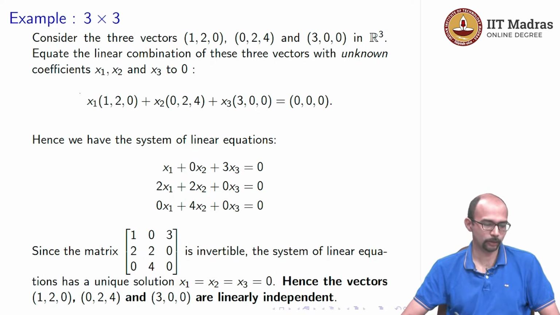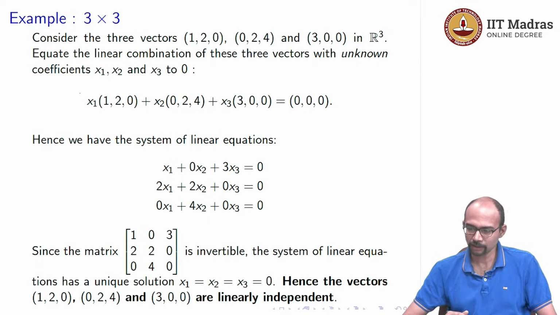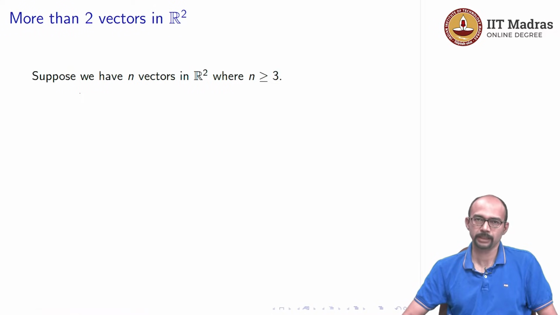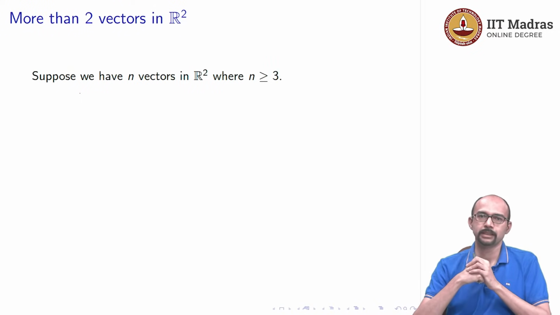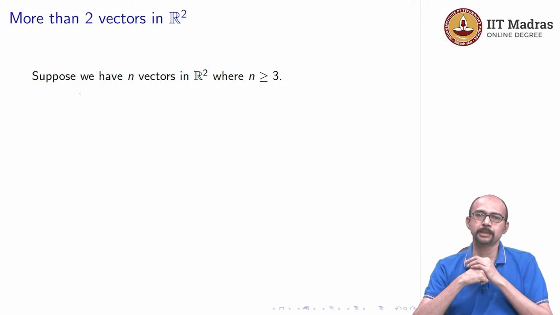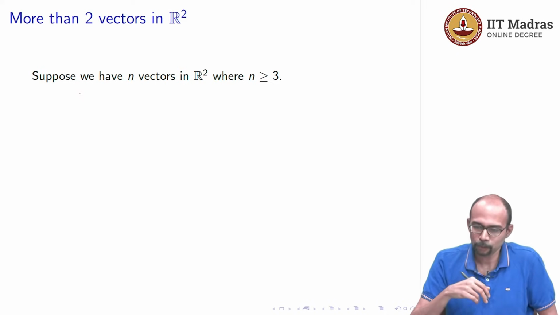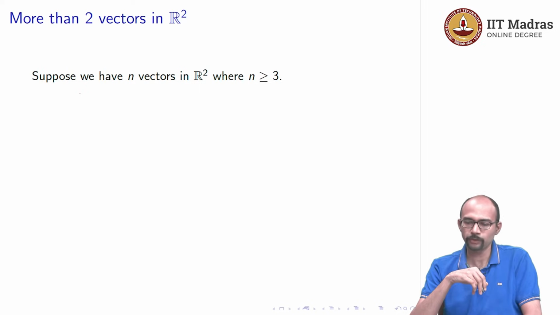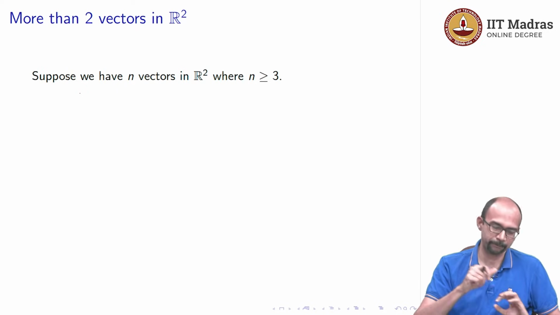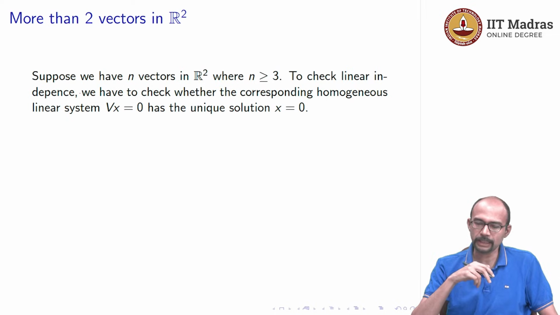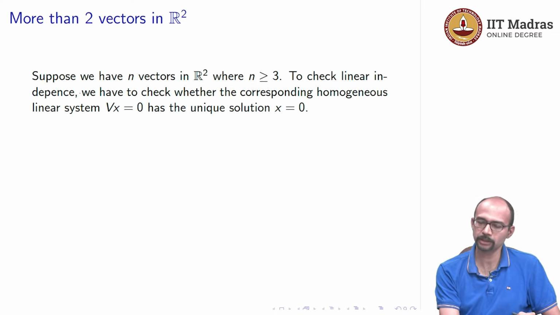Yeah, we sort of observed this at the start of this slide, and indeed we have explicitly proved it. Okay. So, now let's address this comment that I made earlier, that remember we had 3 vectors in R2, that means we had the 2 by 3 case, and suppose now we have more than 2 vectors in R2. So, suppose we have n vectors in R2 where n is at least 3. Okay. So, what happens? To check linear independence, we have to check whether the corresponding homogeneous linear system Vx equals 0 has the unique solution x equals 0.